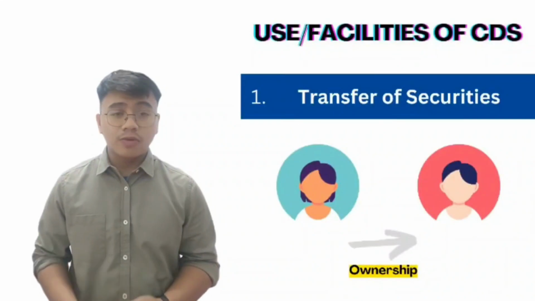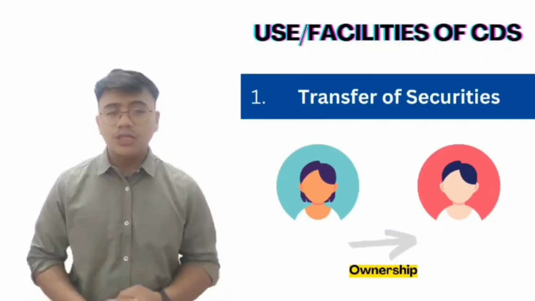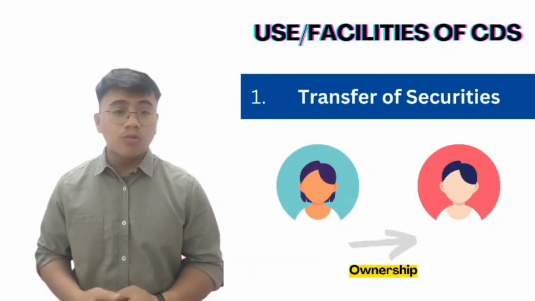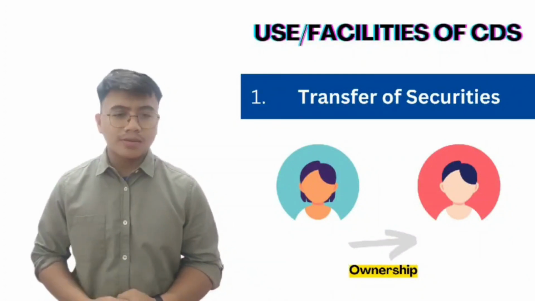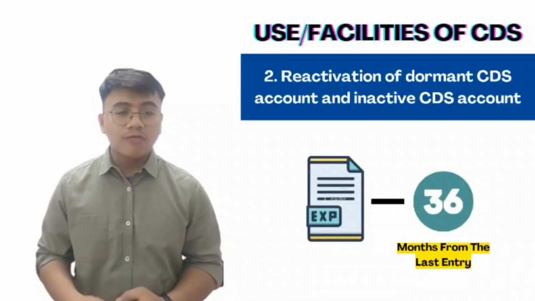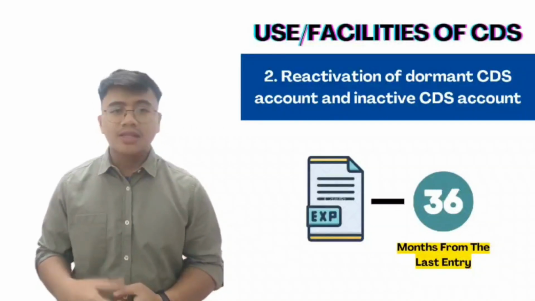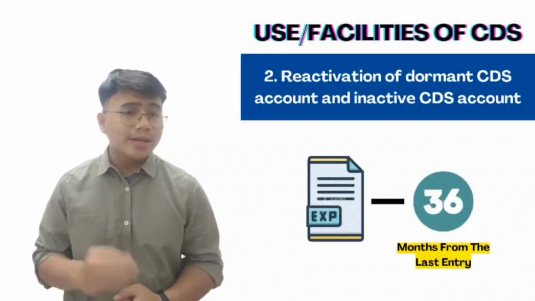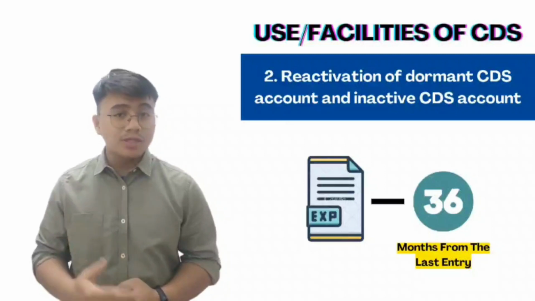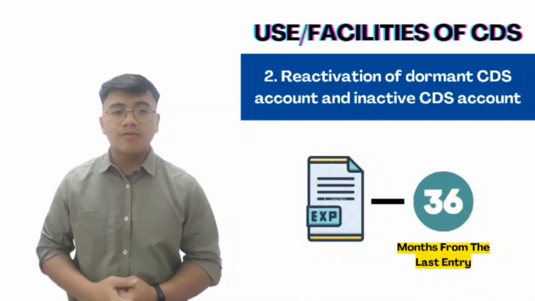Overall, CDS consists of 11 facilities, and among the facilities are: first, transfer of securities from one person to another person, which indicates transfer of ownership of the securities with the approval of Bursa Malaysia Depository Sdn Bhd. Next, CDS also facilitates the activation of dormant CDS accounts, which happens when there is no debit or credit in the depositor's account for at least 36 consecutive months from the date of the last agreement.